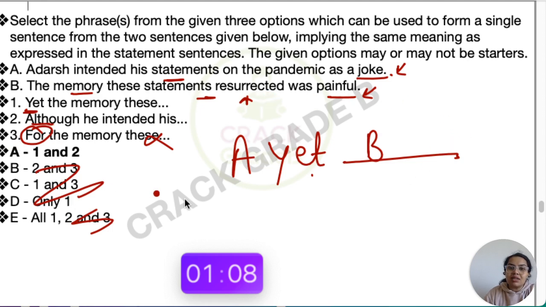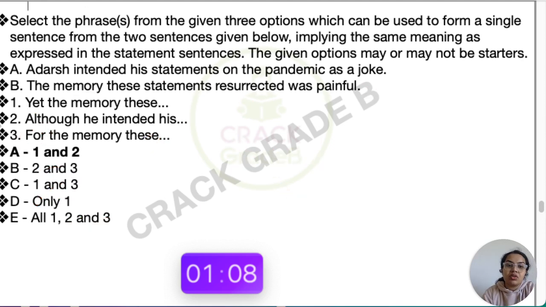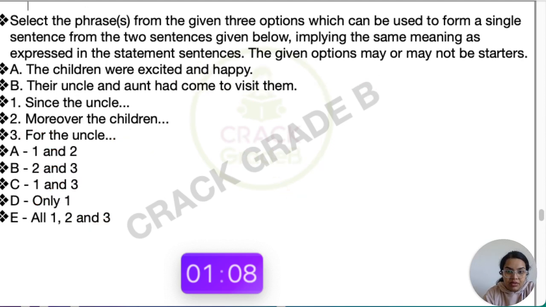If you want to use the second one, then it will start with this although. So, although he intended his statements, okay, you're going to use A first and continue with a comma and then B. Always focus on the placement as well. Wrap up with this question. These are very simple prelims or phase 1 level questions.